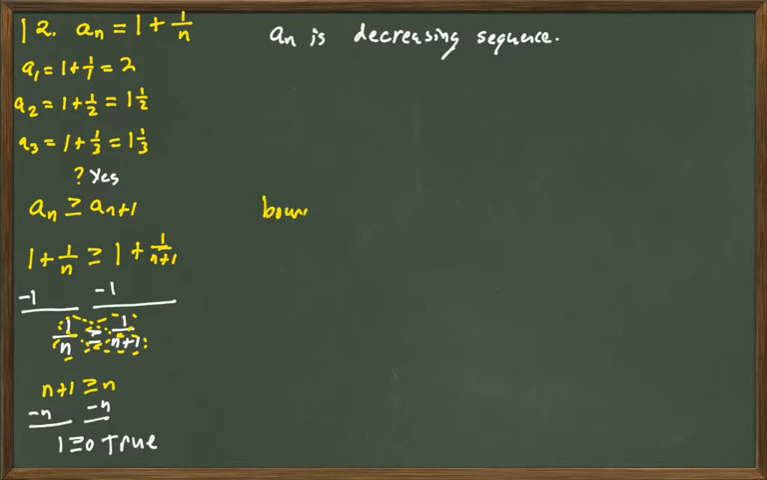Now, if we want to show that it's bounded, we have to figure out a number that all the other terms are equal to or smaller than. So we're going to see, is it bounded? Well, it's certainly bounded above. Is it bounded below is what we're going to determine. So we're going to suppose it is bounded below by 1.